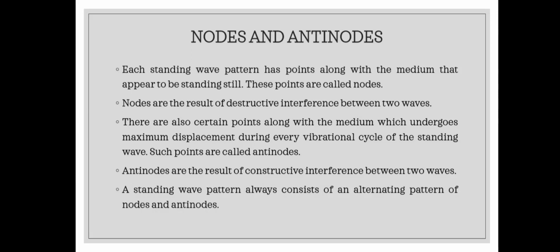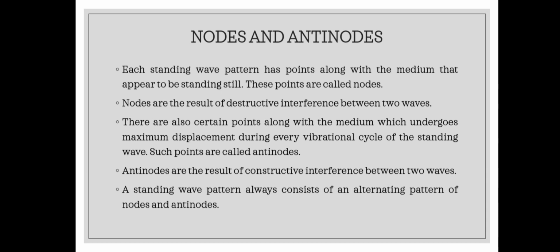Each standing wave pattern or stationary wave pattern has both nodes and antinodes. Nodes are the points where there is no displacement at all. So they appear to be standing still because there is no displacement. And why are nodes even formed? Because they're formed as a result of destructive interference between two waves.